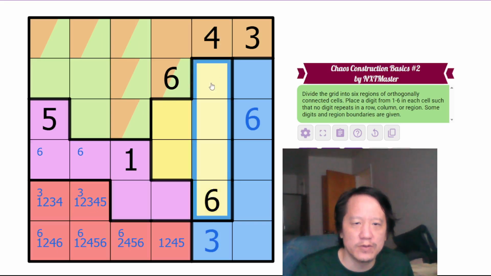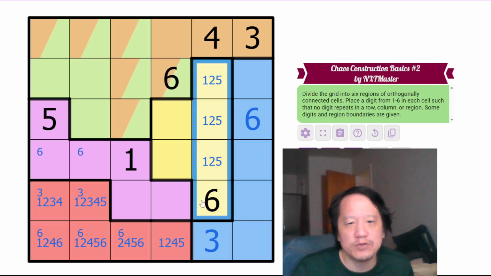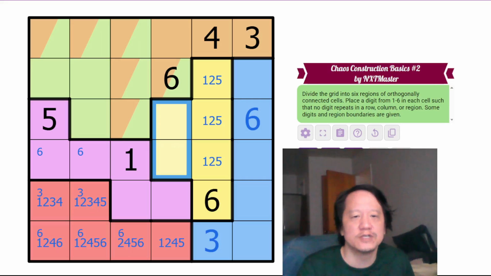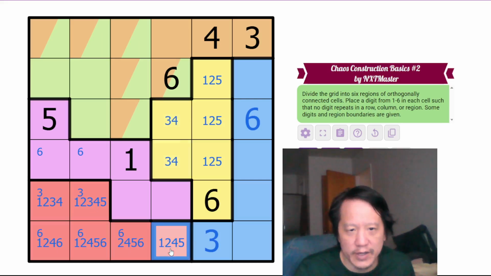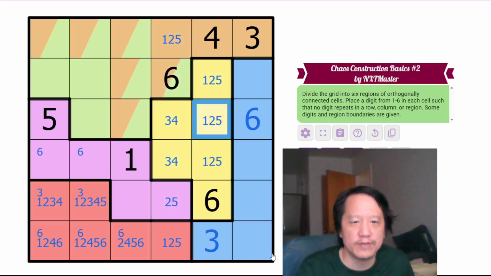Can't be here. Actually, what are the remaining digits in column 5? We have 1, 2, and 5. Which eliminates 1, 2, 5 in the rest of the yellow region. So this can't be 1, 2, 5, or 6. It's 3 or 4. That eliminates 3 and 4 in the rest of the column. So the remaining digits in column 4 are 1, 2, and 5. But this can't be 1 because of 1 in the region. So that's 2, 5, and that's 1, 2, 5 there.